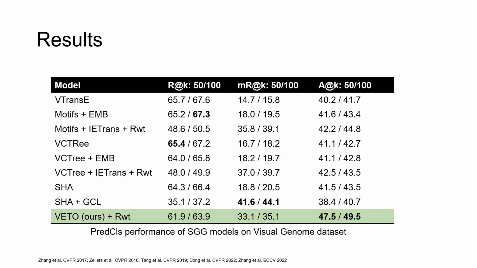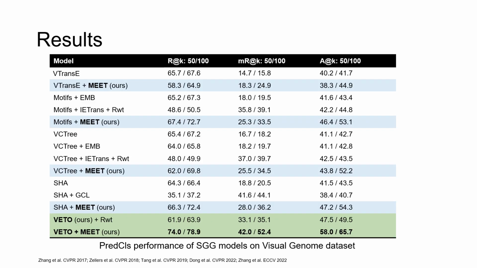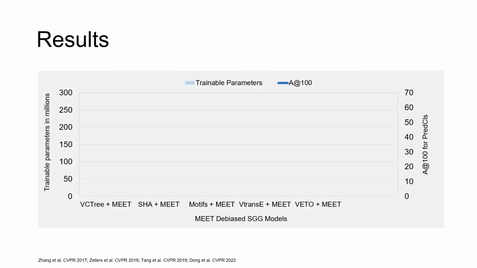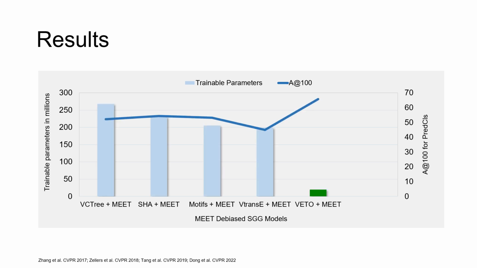Predicate classification performance of V2 in comparison to the baselines reveals that V2 attains a much better recall versus mean recall trade-off, as evident in their average shown in the A at K column. Furthermore, applying MEET debiasing to the baselines and V2 shows that V2 with MEET outperforms the baseline models on both recall and mean recall. Interestingly, comparing the performance of MEET debiased SGG models based on their number of trainable parameters reveals that V2 outperforms the baseline models while being 10 times lighter.